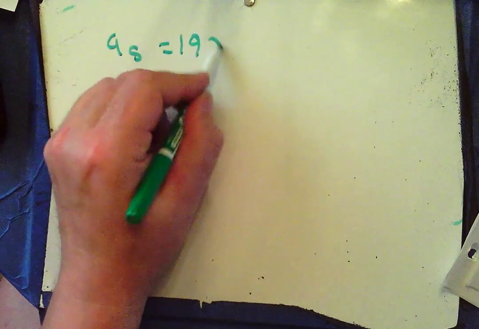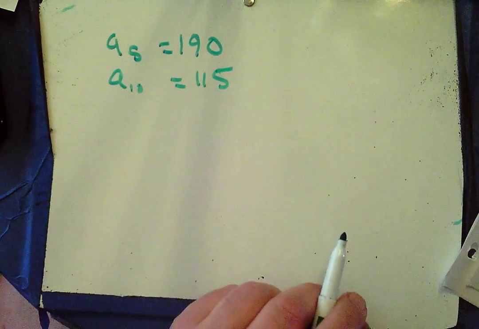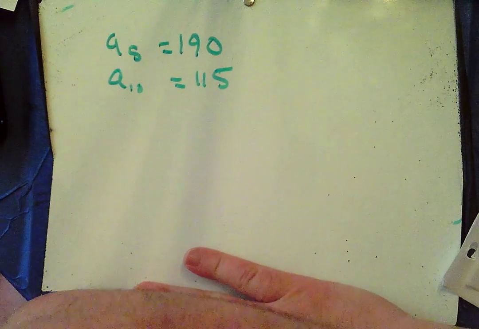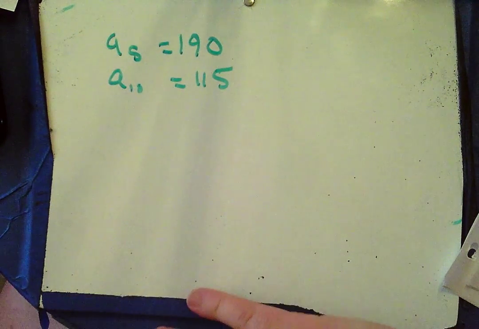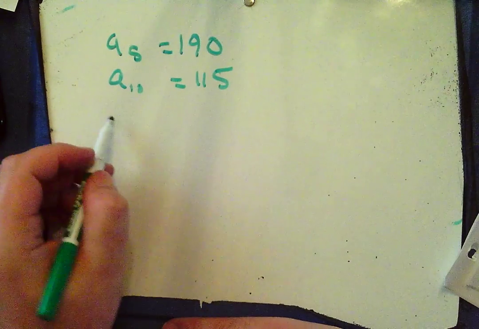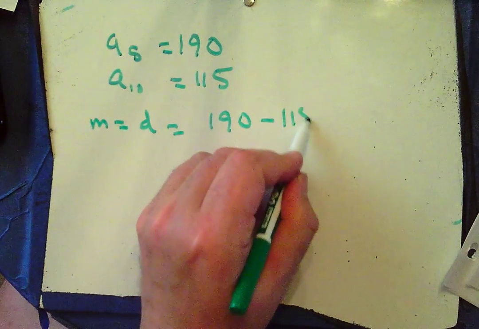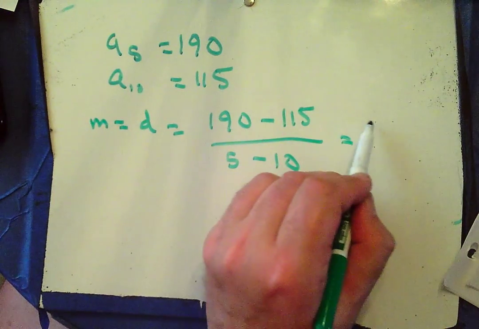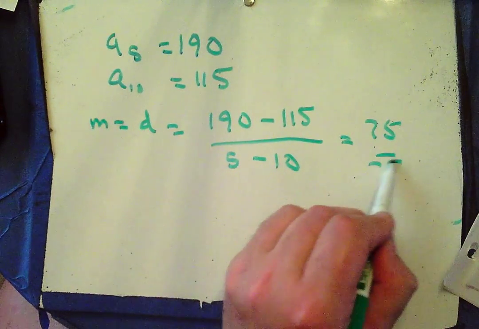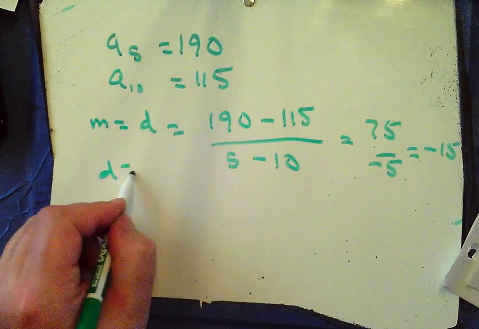Okay, two last problems. A sub 5 equals 190, and a sub 10 equals 115. Why don't you give this one a try? This one should probably be easier after having done the last one. Okay, so I know that m equals d is 190 minus 115 over 5 minus 10. I get 75 over negative 5 or negative 15 equals my d value. D equals negative 15.